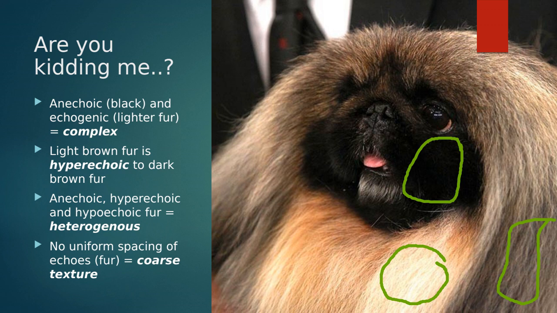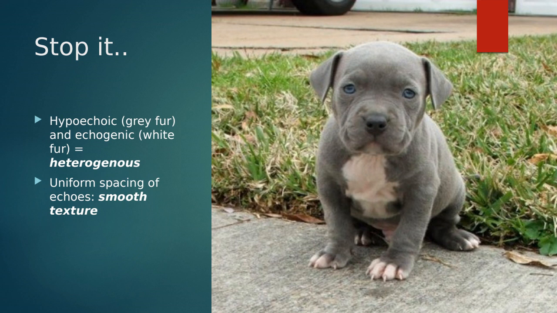And then this cute little baby pitty, so just thinking cute. He is both hypoechoic and echogenic, so he is going to be heterogeneous. Now he's not considered complex because he does not have any black fur, right? So he is a shade of gray and also white, so he is heterogeneous, and his fur spacing is all the same throughout his whole body, so he is going to be considered a smooth texture.